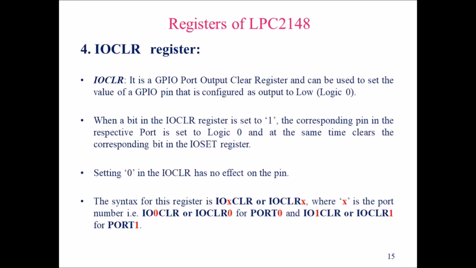The syntax for this register is IOXCLR, or input output clear X, where X is the port number. So that is IO0CLR or IOCLR0 for port 0, and IO1CLR or IOCLR1 for port 1. IOCLR means input output clear. So these are the four general purpose input output instruction registers, which we will make use of in our programming. This is all about the introduction which I wanted to give.